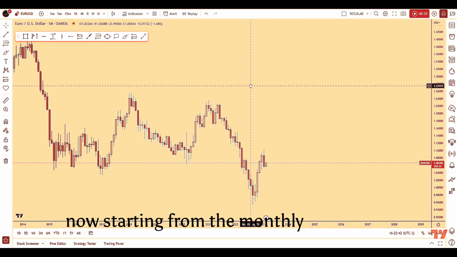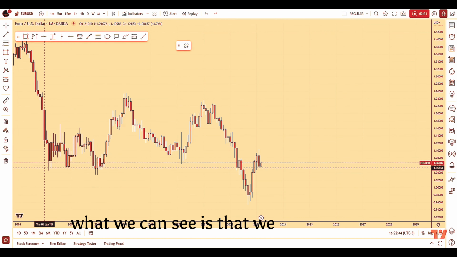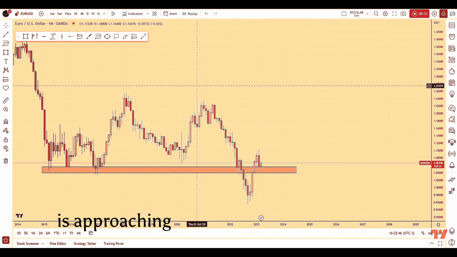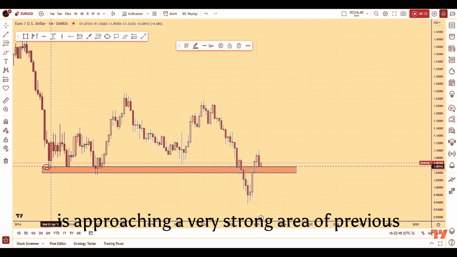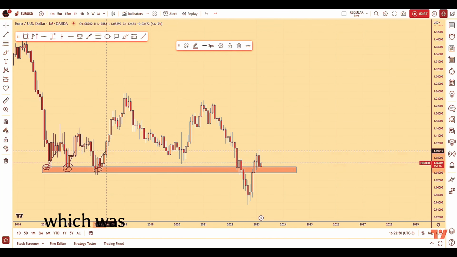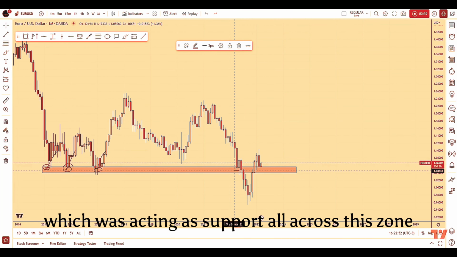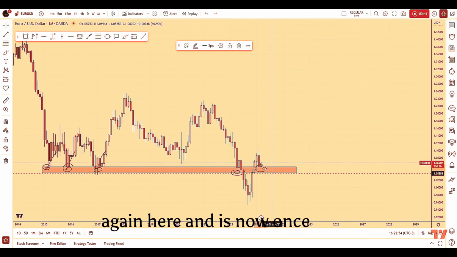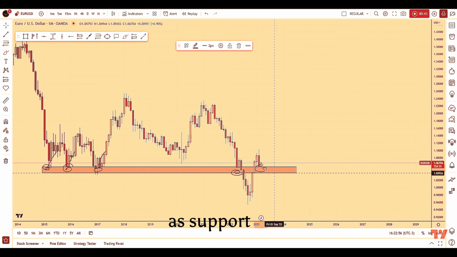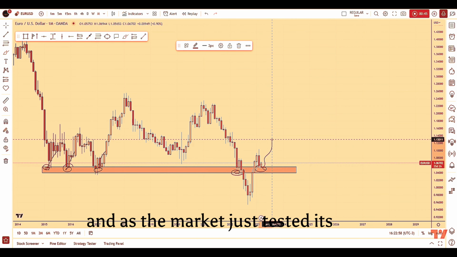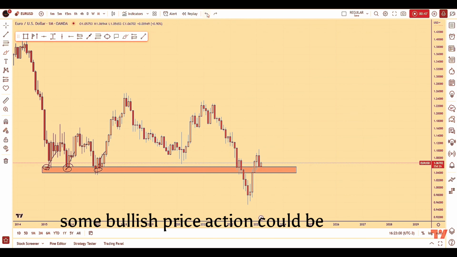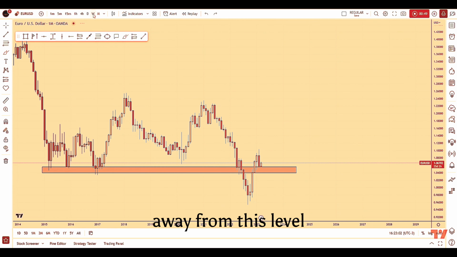Now, starting from the monthly time frame, what we can see is that we have a market which at the moment is approaching a very strong area of previous monthly support, which was acting as support all across this zone again here and is now once again acting as support here. And as the market just tested its zone, some bullish price action could be expected away from this level.